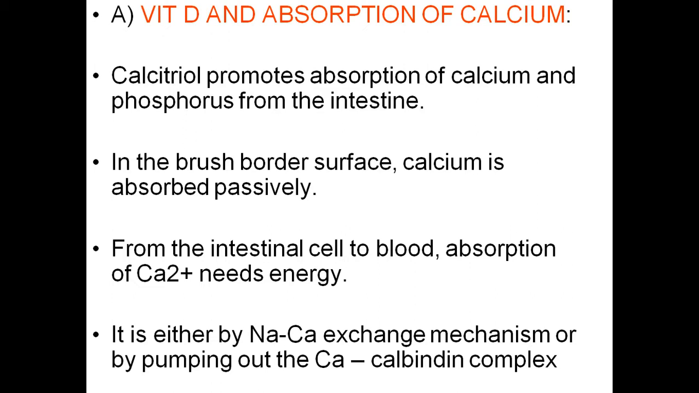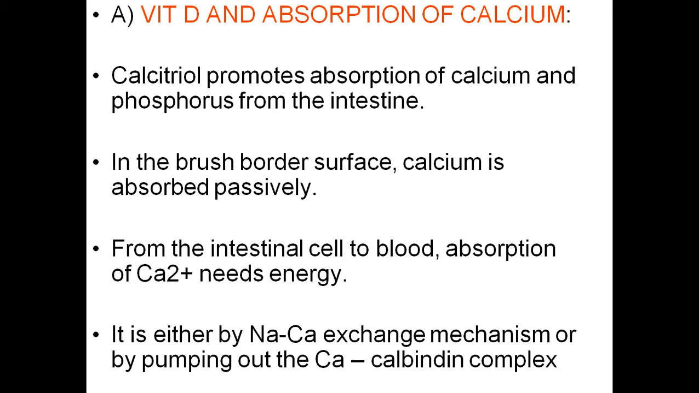So if vitamin D is deficient, calcium is not absorbed from the intestine. In the same way, phosphorus is also not absorbed. At the brush border surface, calcium is absorbed passively, and this is promoted by calcitriol. From the intestinal cell to the blood, absorption of calcium needs energy.